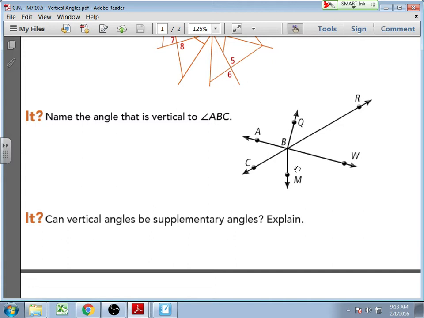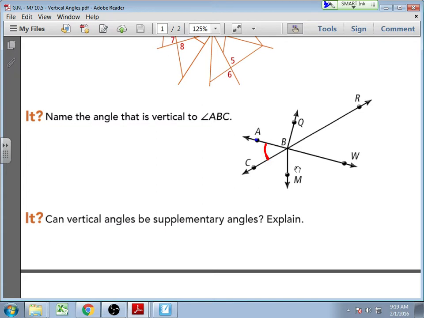Then, I want you to trace both sides of ABC and continue through the vertex. So here's what I mean. Step 1, draw your arc. Here's angle ABC. So now step 2 is going to be drawing my shade on my lines.